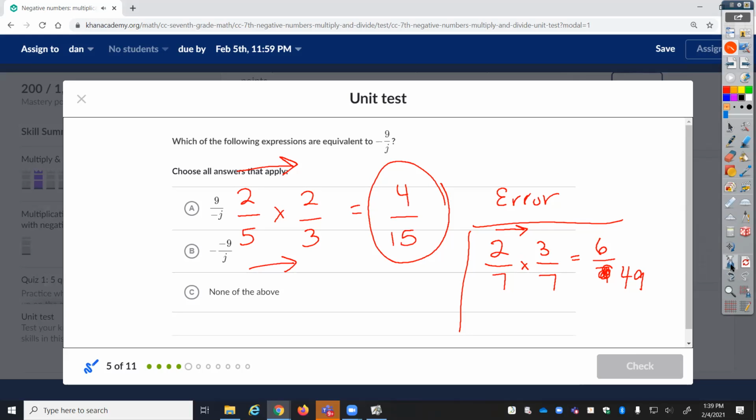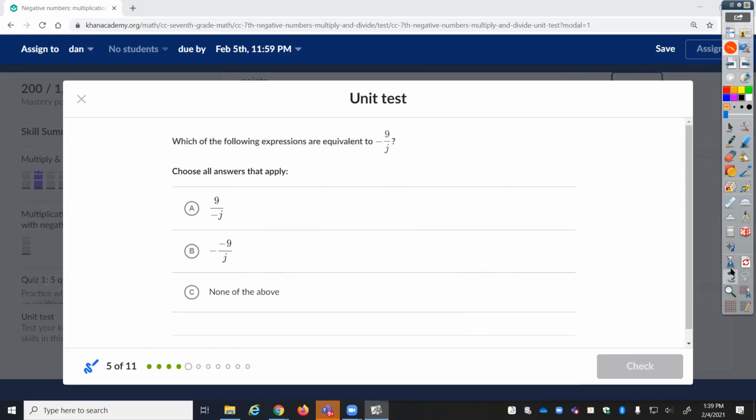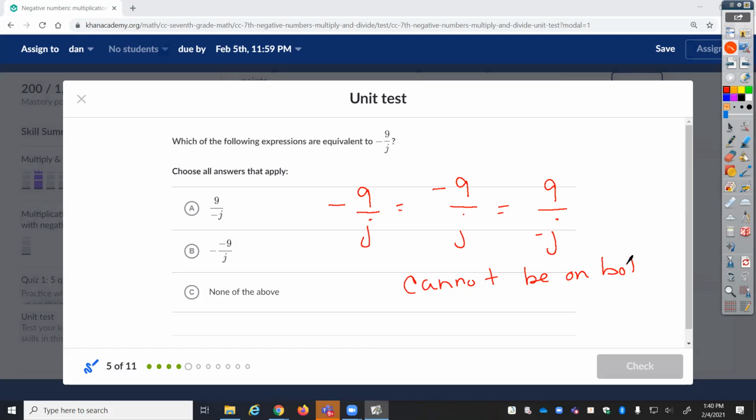All right, let's take a look at the next one. Here we have: which of the following expressions is equivalent to negative 9 over j? Well, I want you guys to remember this right here. If we have negative 9 over j, it's important to understand that the negative could be in the numerator and it can also be in the denominator, but it cannot be on both. And why?